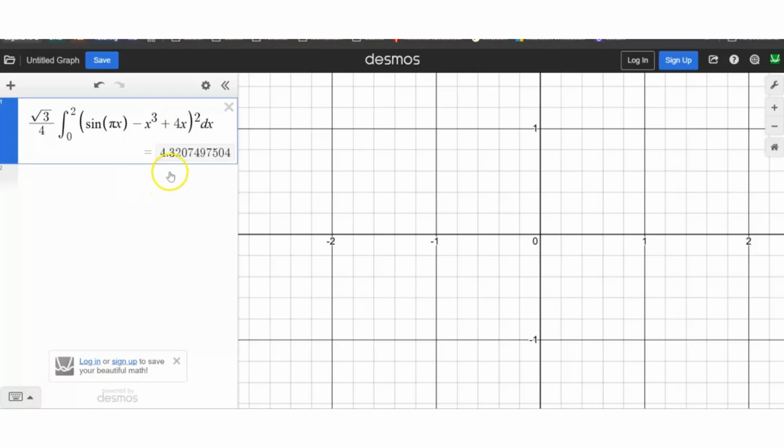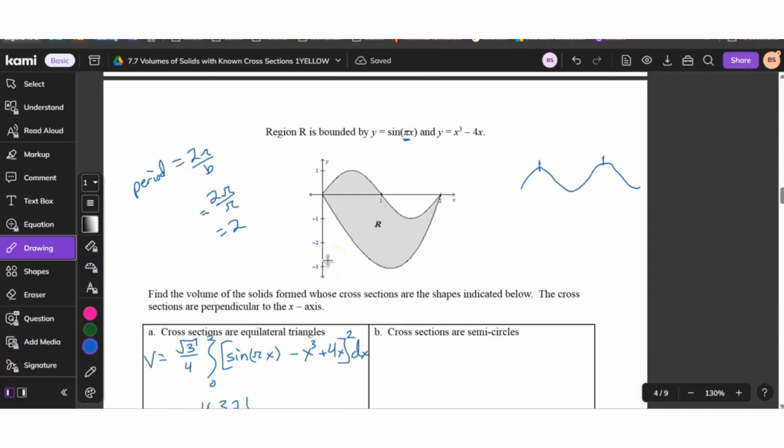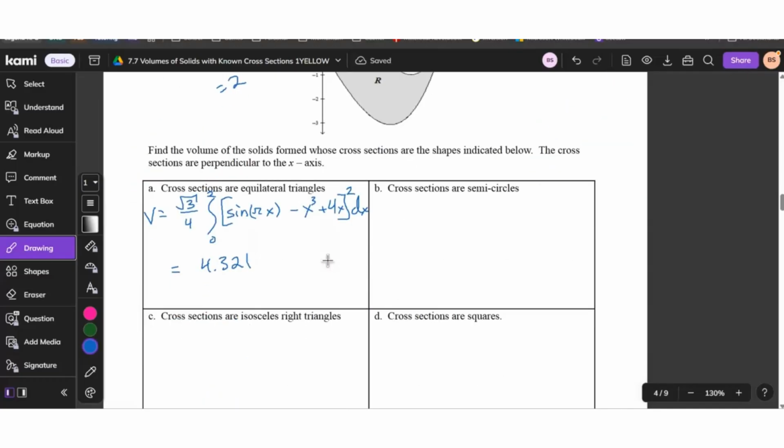All right, so it's 4.321, because in the College Board, we should always do 3 decimals, right? So this is going to be equal to 4.321. And we don't have any units. They didn't tell us, so we can just leave it. If you really are worried about it, you can say units cubed. If you're nervous about it, you could write out the word units cubed. It's fine.